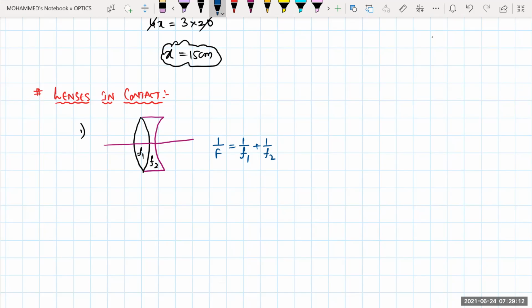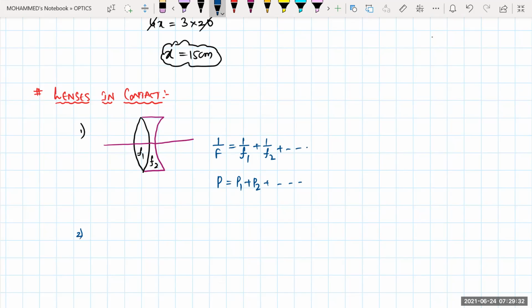Now, what will be the power, beta? Reciprocal of focal length is power. So P will be equal to P1 plus P2. Like that, any number you can take. So capital F is your equivalent focal length and capital P is your equivalent power.